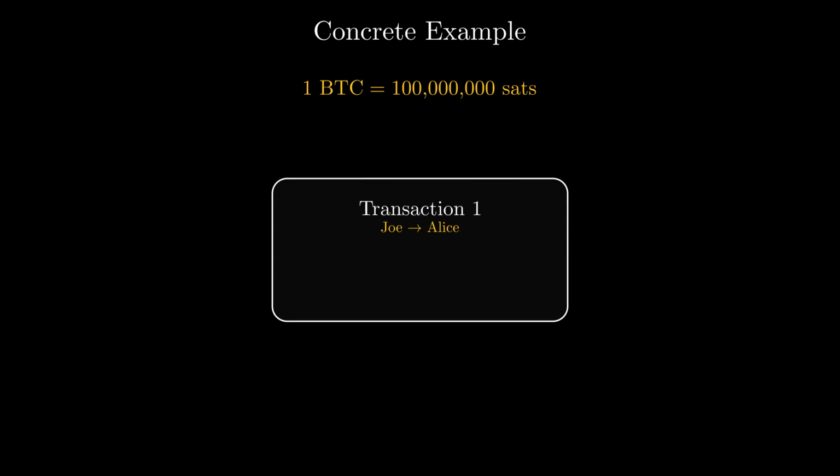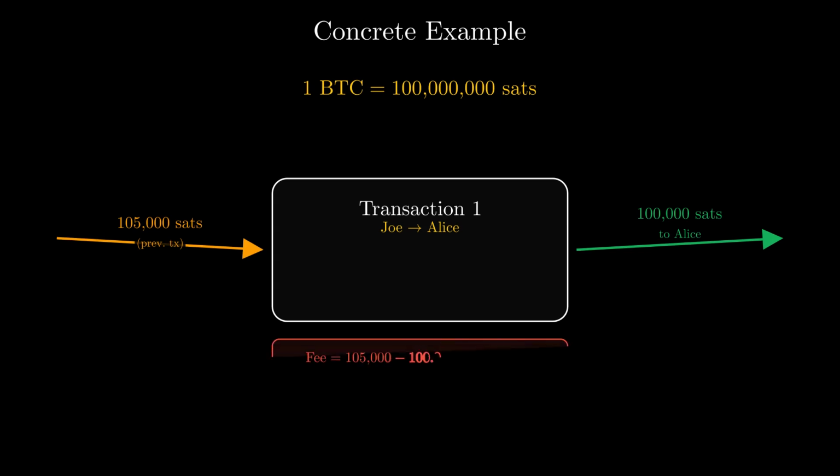Let's trace a concrete example. Joe wants to send Alice 100,000 Satoshis. A Satoshi, or sat, is the smallest unit of Bitcoin. 1 Bitcoin equals 100 million sats. Joe constructs transaction 1. On the input side, he provides 105,000 sats from a previous transaction he received. On the output side, he creates a single output, 100,000 sats locked to Alice's address. The difference, 5,000 sats, goes to the miner as the fee.